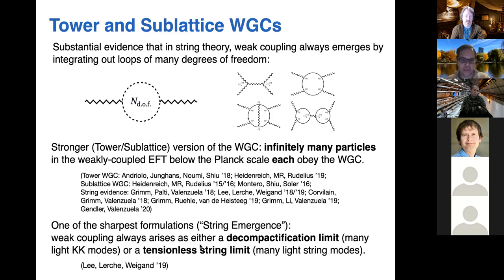And so they've made an even stronger conjecture, which they call the string emergence conjecture, that every weak coupling limit in quantum gravity is either a decompactification limit or a tensionless string limit. I don't know if that's true or not. It doesn't have to be true for the rest of this to be true, but it's interesting that the menu of options that they find is so limited.